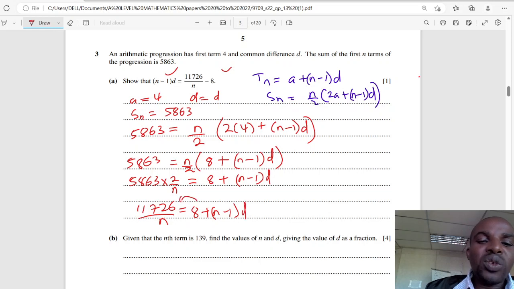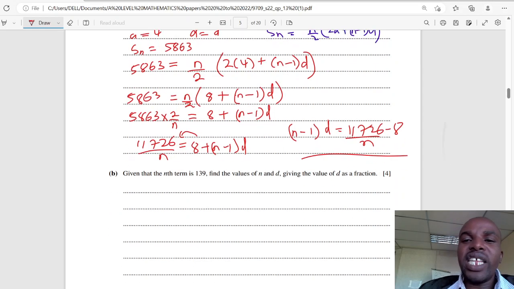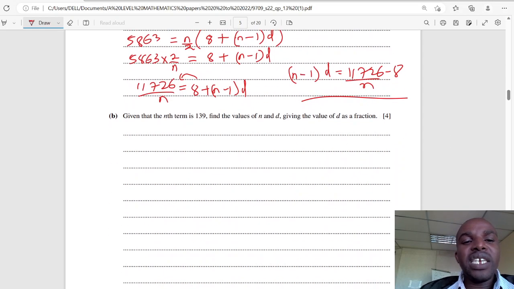Then you can just take 8 to this side. So it will be n minus 1 times d is equal to 11726 over n minus 8. So you have shown. Just like that. The next part: given that the nth term is 139, find the values of n and d, giving the value of d as a fraction.